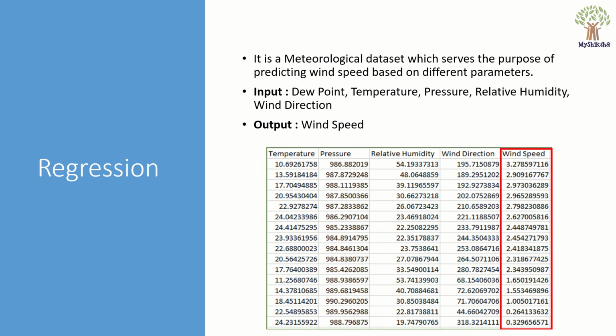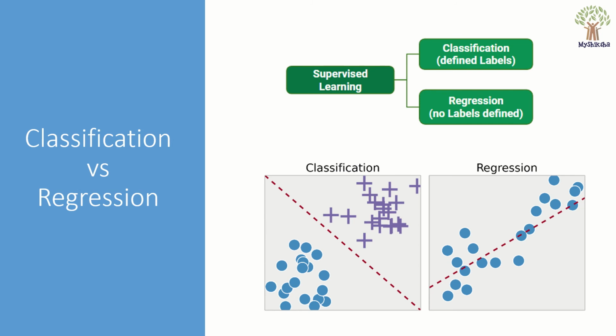I hope you understand the example of regression and you're able to visualize the output. So what is the difference between classification and regression? If you look at it, classification is dealing with defined labels. You need the labeled data from the past so that you are able to predict the output, whether it belongs to a particular class or not. In regression, you do not care about the labeled data. You're more worried about the weightages, the relationship between the data points, so that you can predict the output in a very precise way.